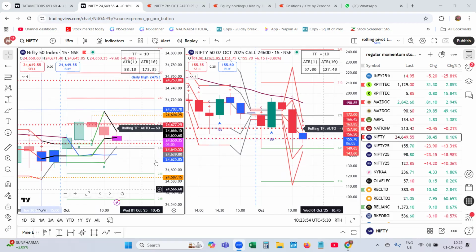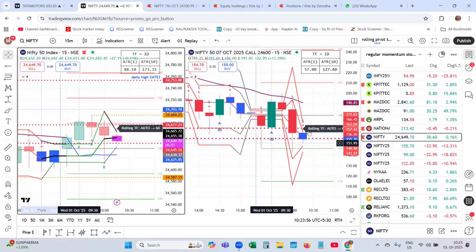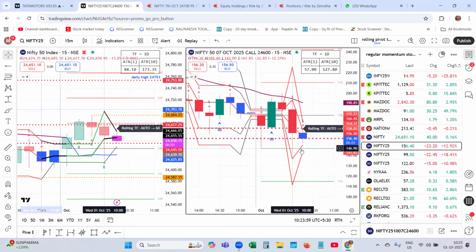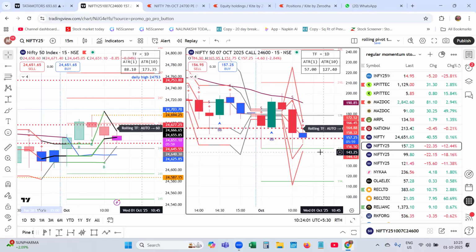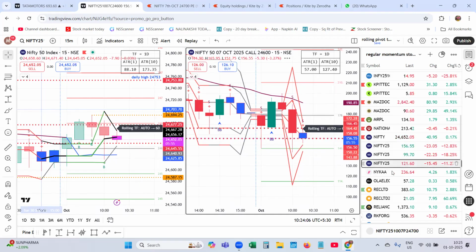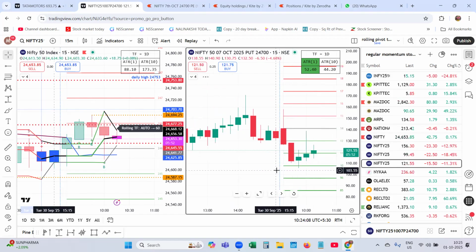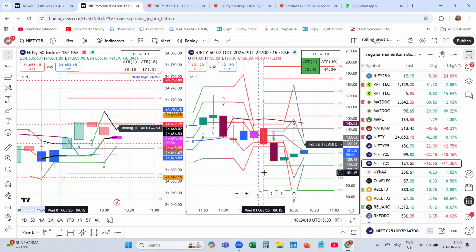I am on the 15 minutes chart of the underlying. Let me change it to the same. I am on the 15 minutes chart on the call option. Let me check the put option, what is happening in the put option. I'm applying the put option.